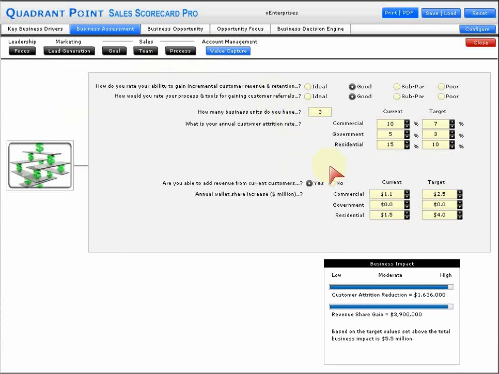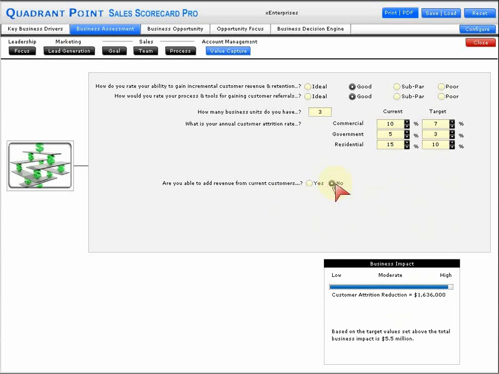Here we're looking at wallet share. If they have the ability, and how strong are they in getting incremental customer revenue and retention and customer referrals to bring in new business. So in any business, you may have some attrition. What if you could drive that number down? How much could you recapture and keep within the company? And from a wallet share perspective, are you able to add revenue from current customers? And if so, how much? Current versus target. So what would that be worth?